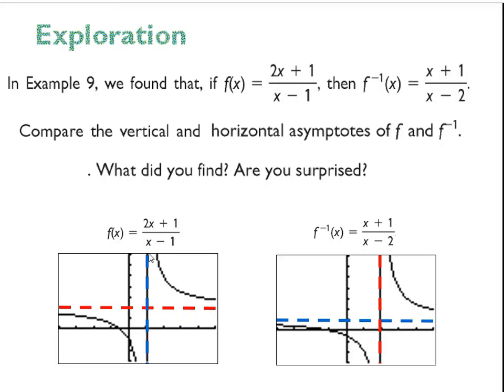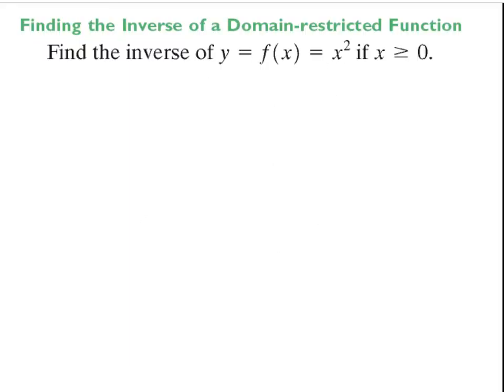And then vice versa. x equals 1 causes division by 0 here, right? That was my vertical asymptote. So then y equals 1 becomes my horizontal asymptote for the inverse function. So what's in the domain moves to the range, and what's in the range moves to the domain between the function and its inverse.